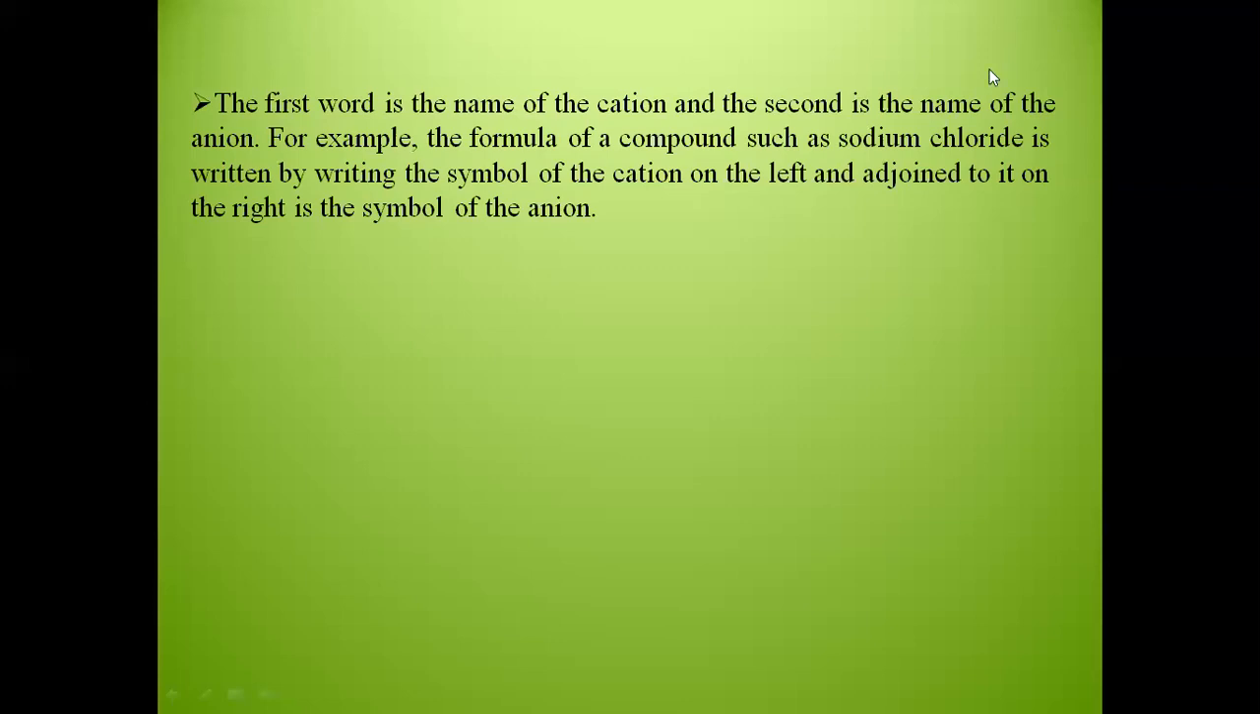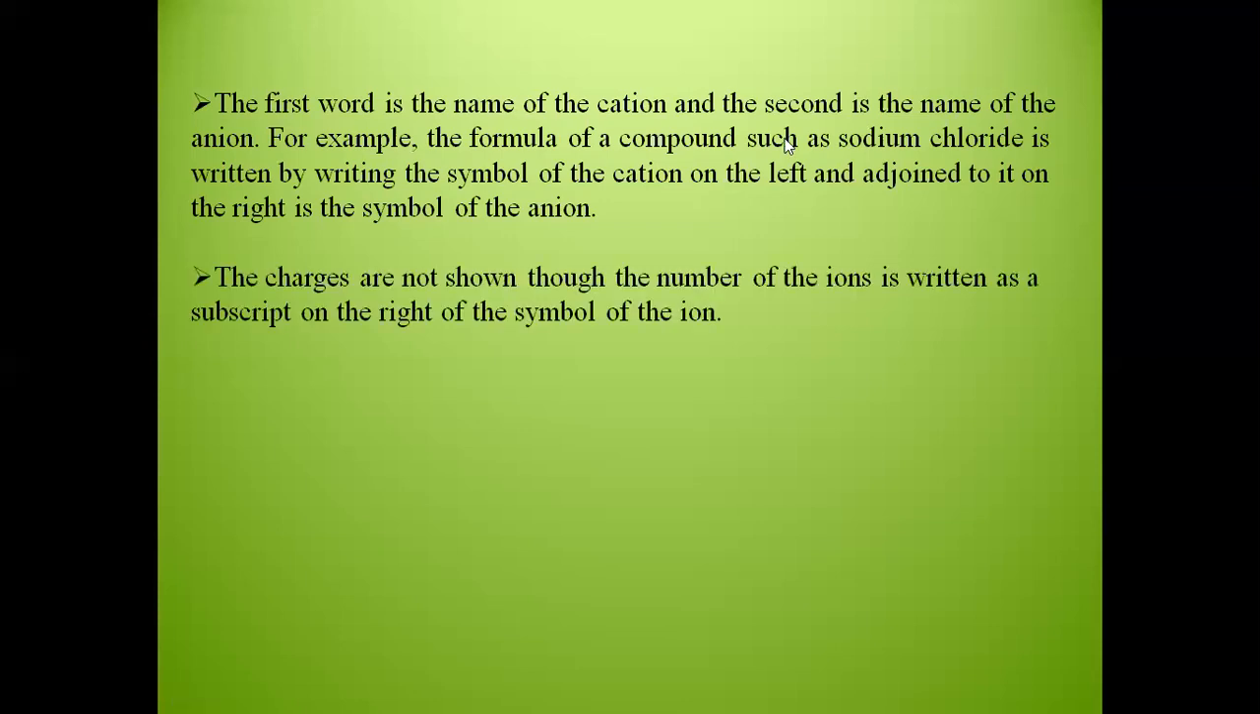As you all are having the chart with you, right? So in that chart, you all can see sodium, Na, and chlorine, Cl. So when I am making a compound of sodium chloride, as you can see, the cation is written first and the anion is followed later. So sodium chloride is written by writing the symbol of the cation on the left, and adjoined to it on the right is the symbol of the anion. The charges which are given in the table, like sodium is positively charged 1+, that is monovalent. Chlorine is negatively charged, that is 1-, again monovalent. The charges are not shown through the numbers of the ions. It is written as a subscript. Now we'll understand what is the meaning of subscript here and how do I crisscross to get the formulas.